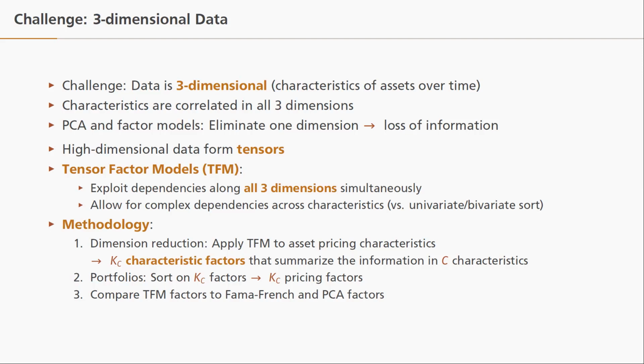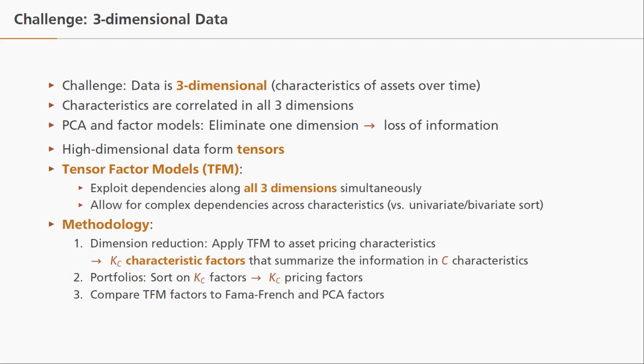One problem with sorting into characteristic factors is that we can at most probably do a univariate or bivariate sort, not more than that. So that limits the interactions of different characteristics. Essentially the researcher has to decide whether to do a univariate sort, or a bivariate sort of each characteristic and size. So this has to be determined by the researcher. In contrast, the tensor factor model allows the data to decide and allows much more complicated and complex dependencies across characteristics.